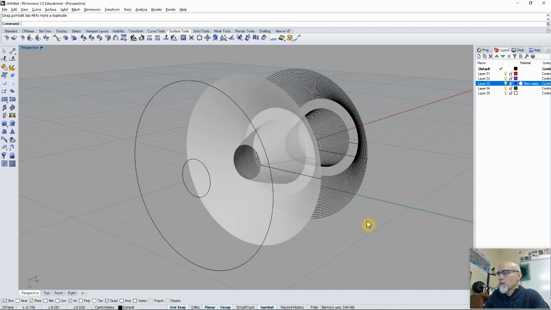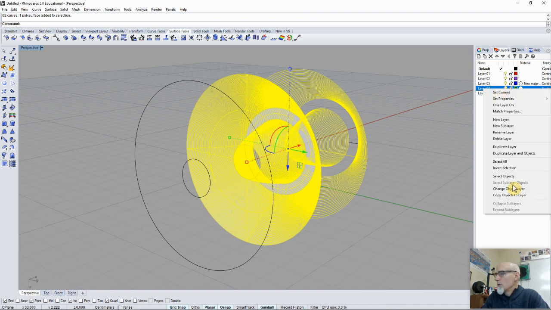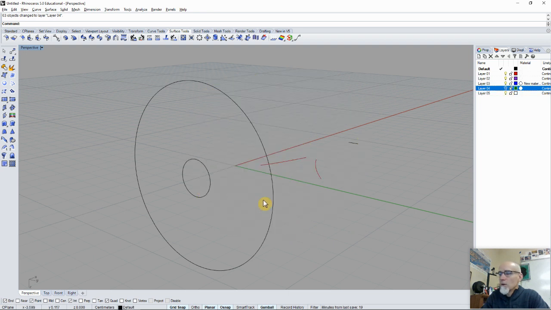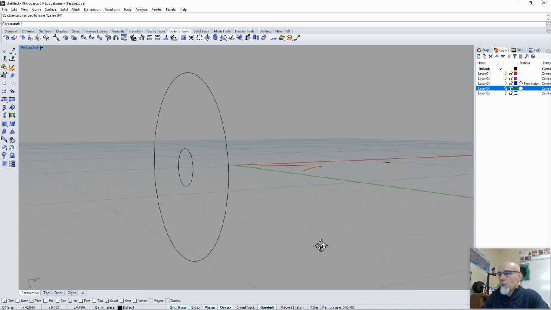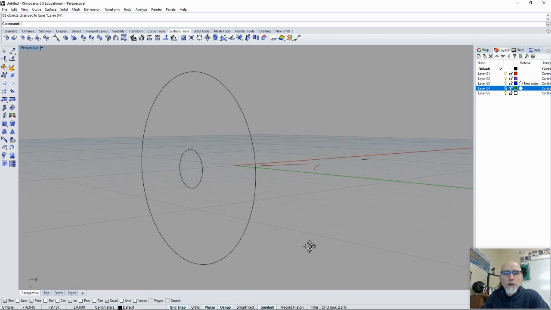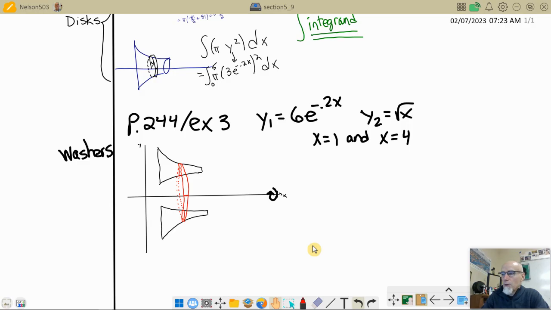Let me see for just a moment if I could hide all this stuff. Okay. That might be a challenge for me and my Rhino skills, but I'm gonna change the object layer and then I'll hide it all. Okay, so you can see that we've got this little washer, and what we really need is the area of that washer, and then we're going to give it a little thickness. Now we've already done the thickness part. The thickness part is our dx, right?